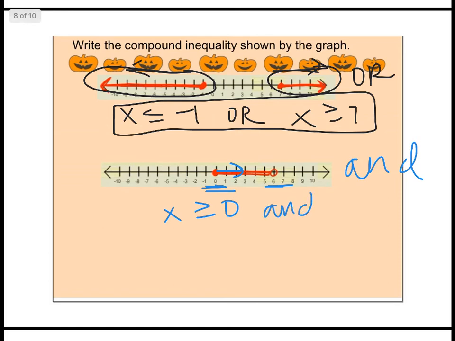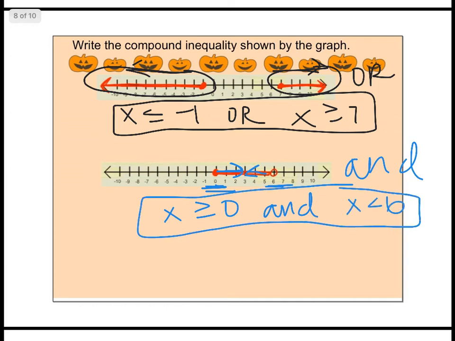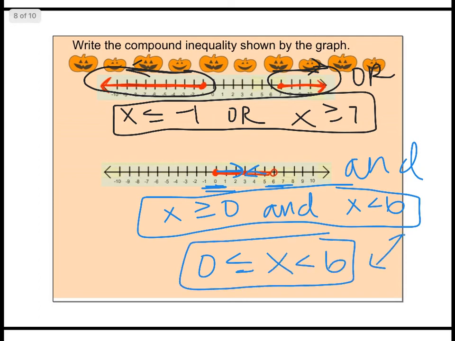And I can see that the biggest is 6. X has to be less than 6. That's one way you can write your answer. If you like to squeeze it into one, I'd have 0 is less than or equal to x is less than 6. Those two are equivalent. Two different ways to write them.